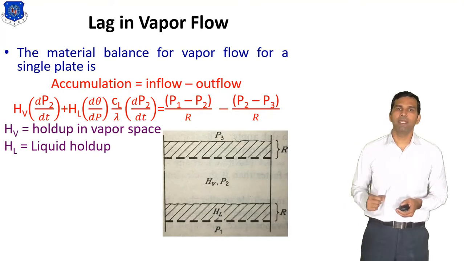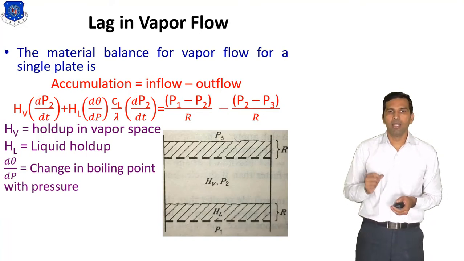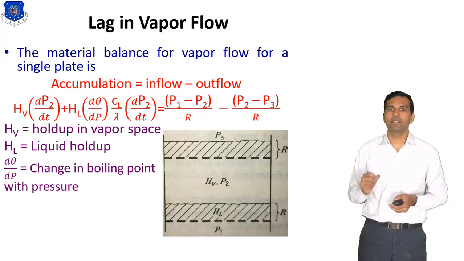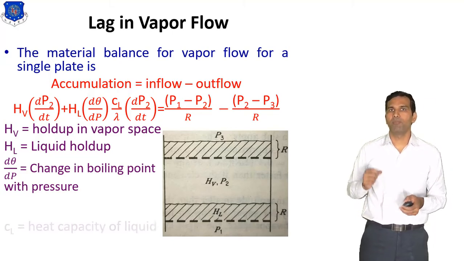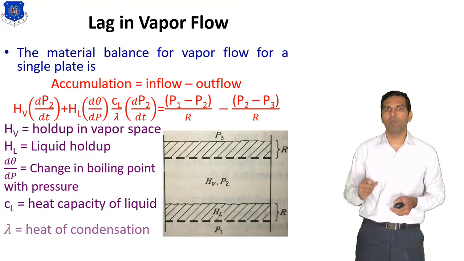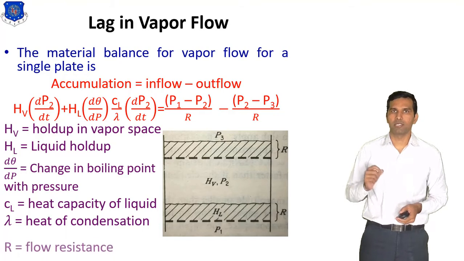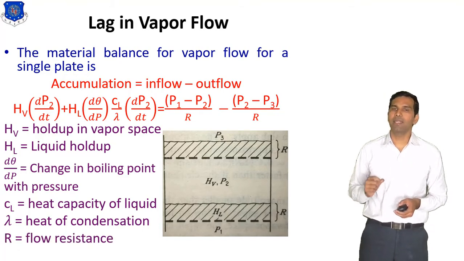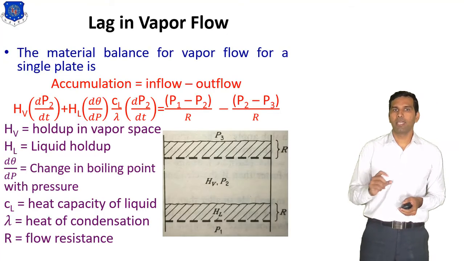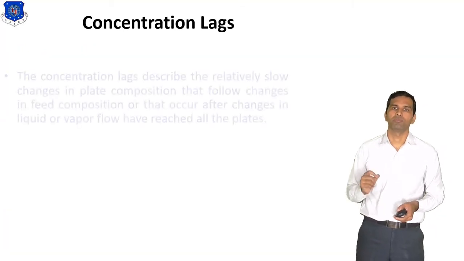Here HB indicates the holdup in the vapor space and HL indicates the liquid holdup. dθ/dP indicates the change in boiling point with pressure, and CL indicates the heat capacity of the liquid. Lambda indicates the heat of condensation, and lastly R indicates the flow resistance. So this is the equation for the material balance for the lag in the vapor flow.